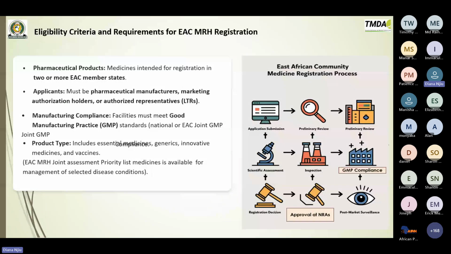Also, the product types that are intended include essential medicines and generic products, innovative products, vaccines, and biologicals. And for the EAC MRH joint assessment, there is a priority list of medicines which is available for the management of selected diseases.